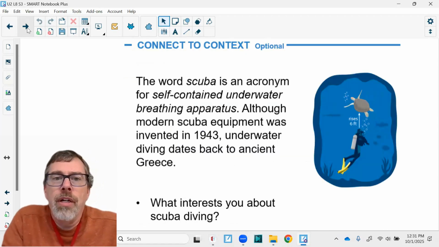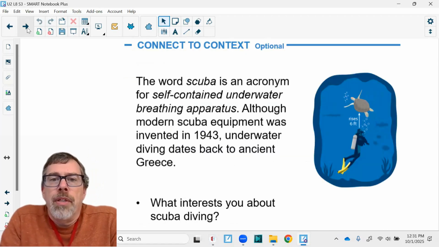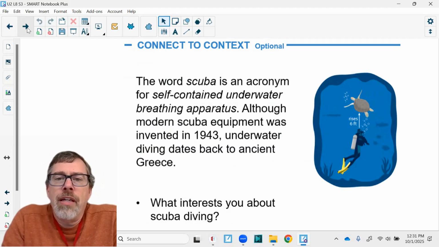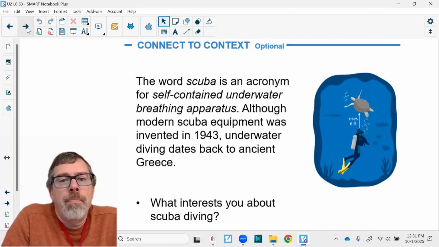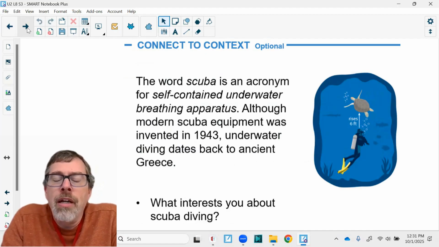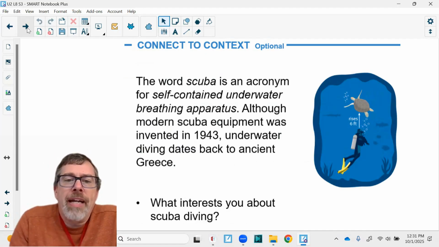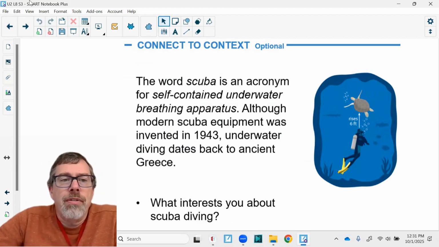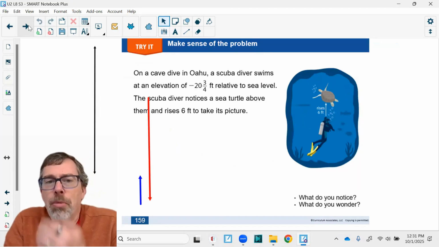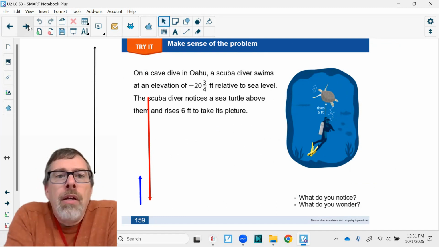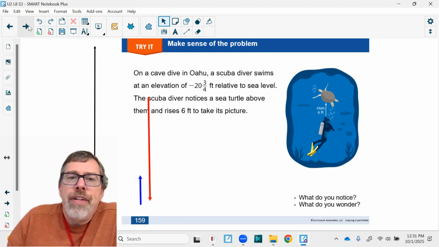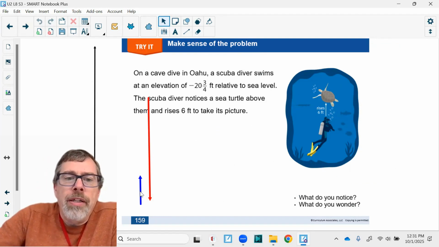So here we go. The word scuba is an acronym for self-contained underwater breathing apparatus. Although modern scuba equipment was invented in 1943, underwater diving dates back to ancient Greece. Okay, so we're going to talk about a scuba diver here. So it says on a cave dive in Oahu, Hawaii.